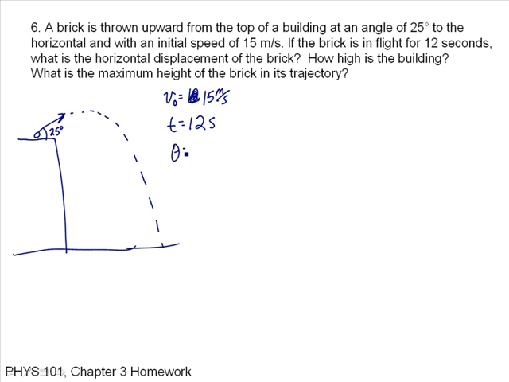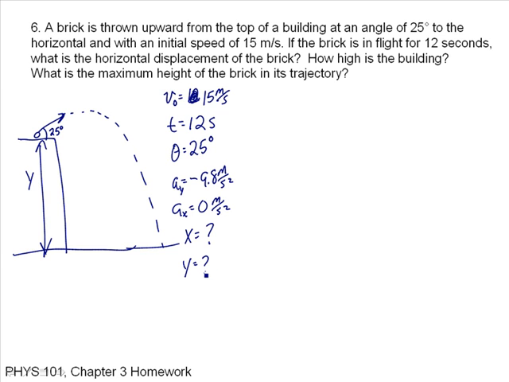My angle theta is 25 degrees. My acceleration in the y direction is minus 9.8 meters per second squared. The acceleration in the x direction is 0 meters per second squared. I want to know what x is equal to, and I also want to know what this height is. I'll call it y. What is y equal to? In addition, I want to know what this y is. I'll call it y max. I want to know x, y, and y max.